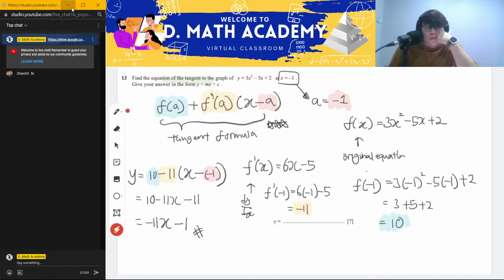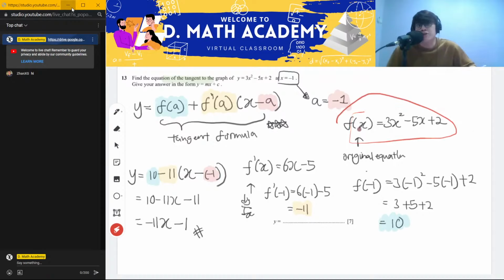Okay, so question 13, very important. If you are able to come back to this question again, please try question 13 on your own. Okay, test out and remember this formula here. This is your tangent formula. So for those who just came, a is the x that they gave you. Okay, this f(a) that I've written here is actually your basic function, your original equation.